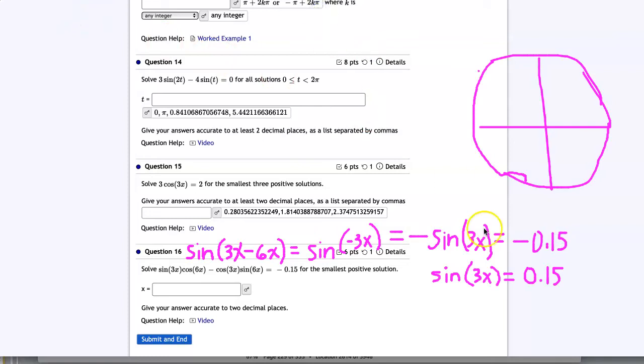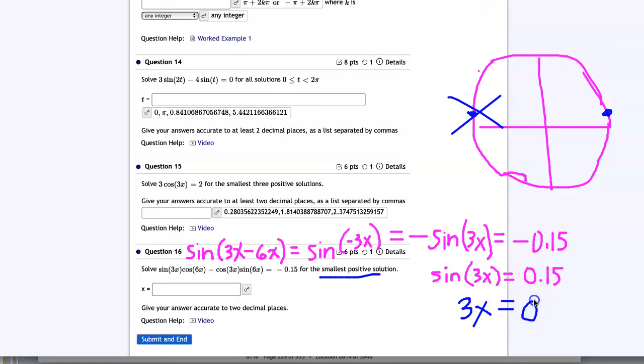So I have the sine of 3x is equal to 0.15, which is going to be some dot right here. There's actually another dot over here too, right? But we only have to find the smallest positive solution, so I don't care about this one right here. I only care about this one right here. And I can use my calculator. The sine inverse function will tell me, and this is going to be in radians, sine inverse of 0.15.